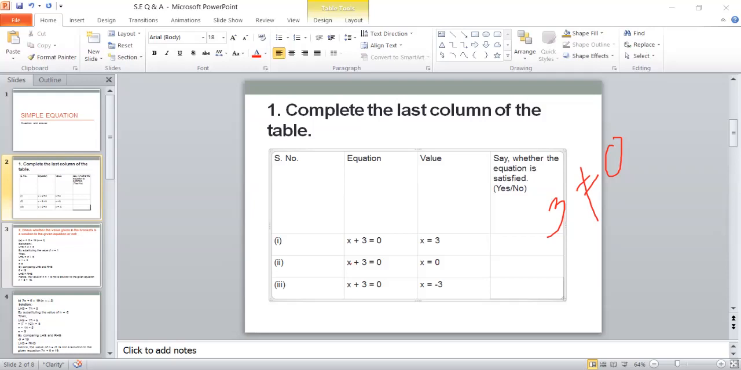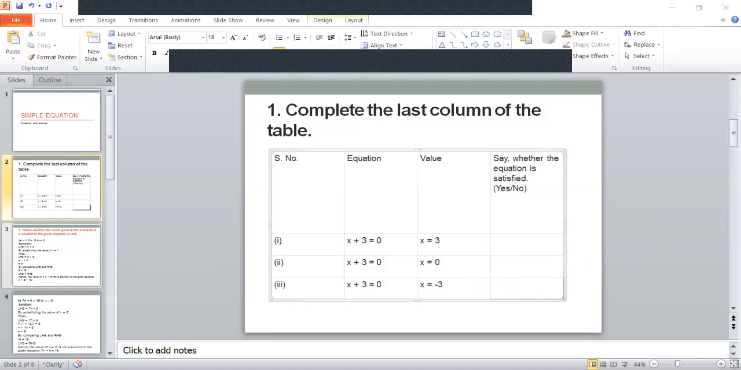If we put the value of x here, in the place of x, what do I get? -3 plus 3. Yes or no? The value of x is -3, so if we put -3 in the place of x, what do I get? -3 plus 3 is equal to 0. Definitely -3 plus 3 is equal to 0. Yes or no? So definitely the last equation is satisfied. Is it right?